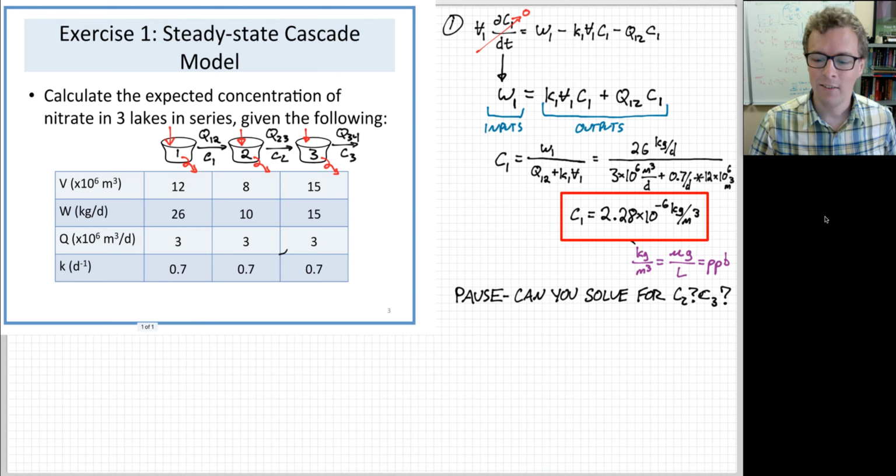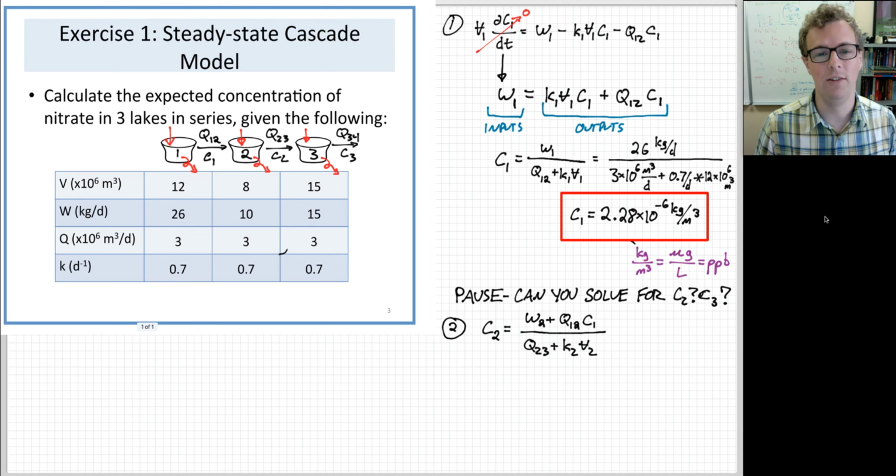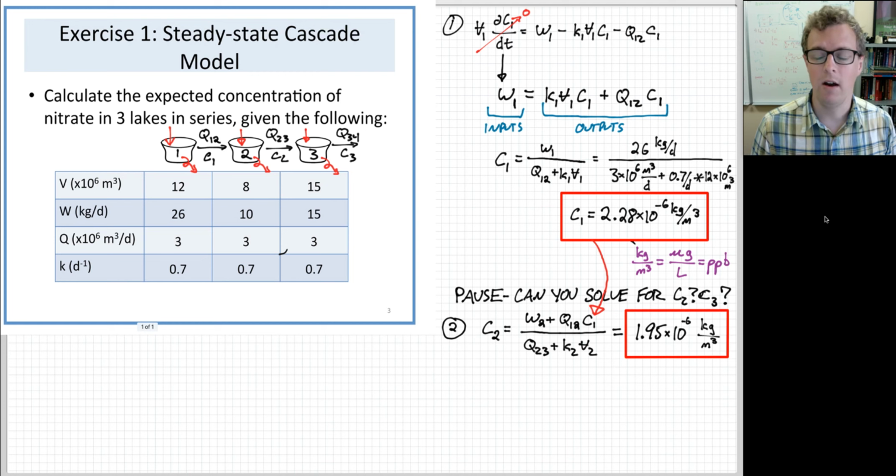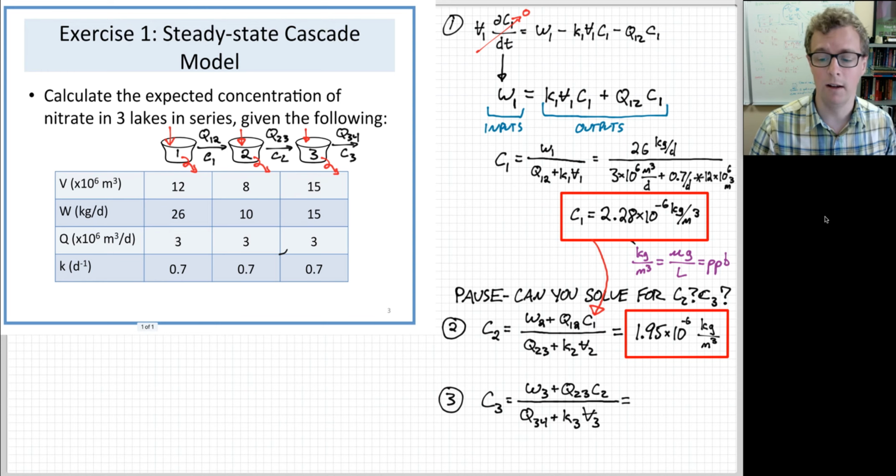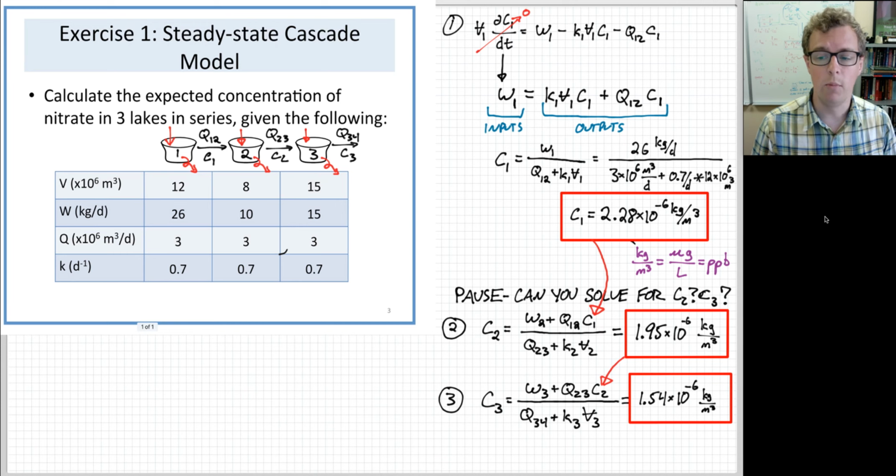Welcome back. If you're following along and you did actually pause and do this work, hopefully you got an equation that looks something like this. You see our loads on top. The notable difference here is that the flow out of lake number one and into two becomes a source or an input, so it finds itself on the top: W2 plus Q12C1, and in the denominator, that same assimilation factor for lake number two, its outflow plus K times V. If you solve that at home, you can get 1.95 times 10 to the minus 6 kilograms per cubic meter. Similarly, you should be able to follow those exact same steps and come up with a concentration for lake number three of 1.54 times 10 to the minus 6 kilograms per cubic meter.